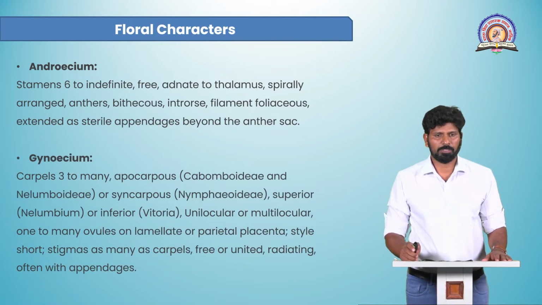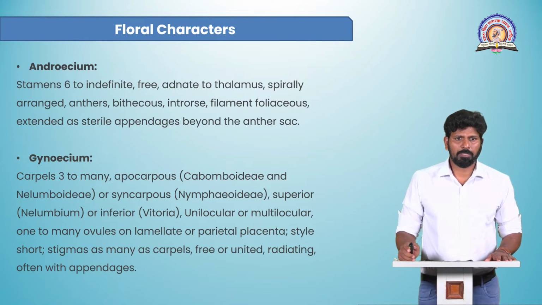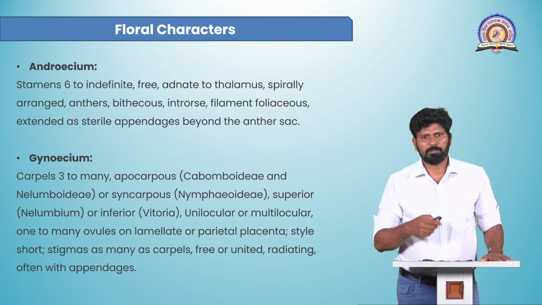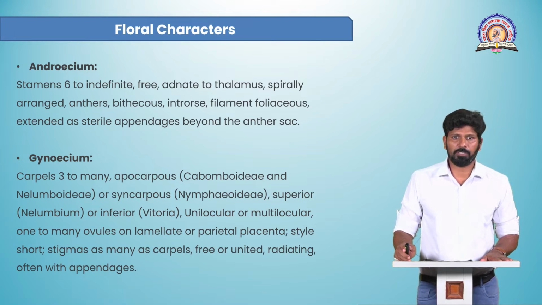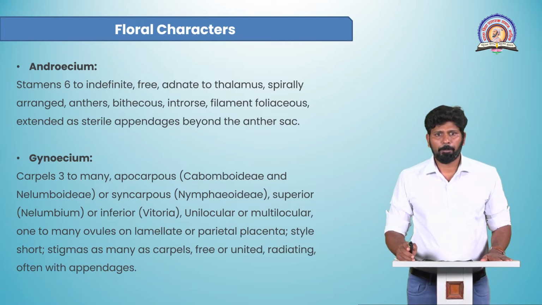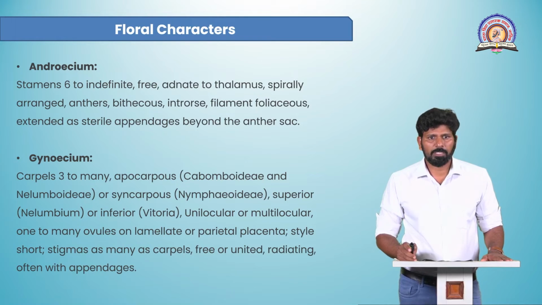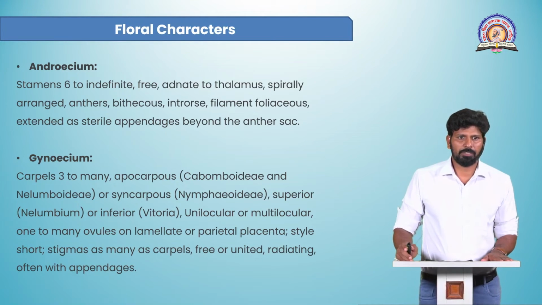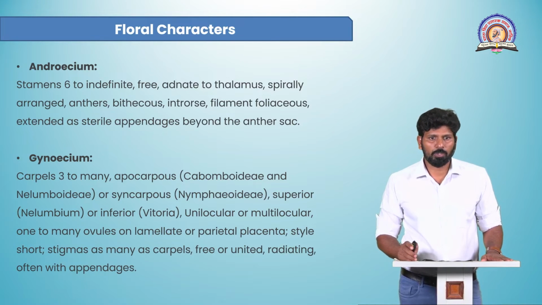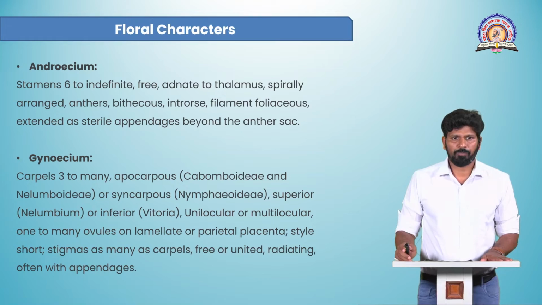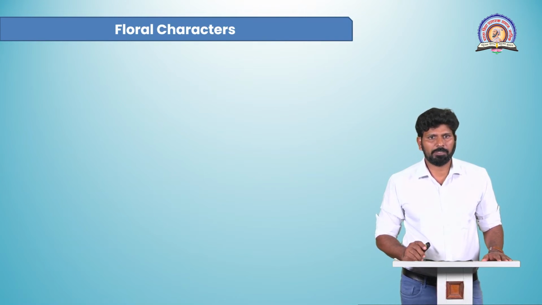Then gynoecium. This is the female reproductive part. Carpels 3 to many. In some cases we can find 3 carpels, and there are examples in which many carpels are there. Then apocarpous, this type of condition is found in Cabomboideae and Nelumboideae, or syncarpous, that is Nymphaeoideae. Then superior condition is found in Nelumbium, or inferior condition is found in Victoria. So it is unilocular or multilocular. 1 to many ovules on laminar or parietal placenta. Style is short. Stigma as many as carpels, free or united and radiating, often with appendages.